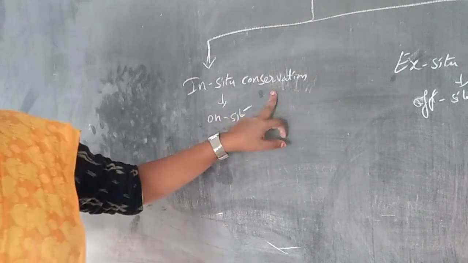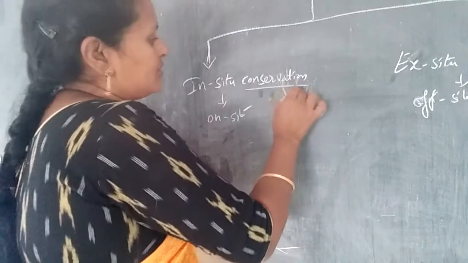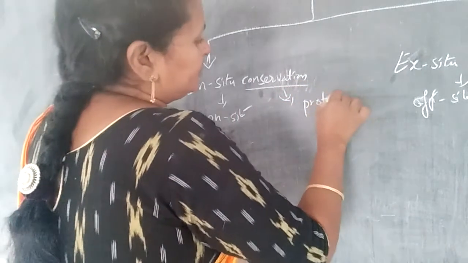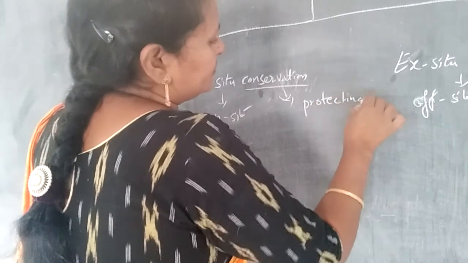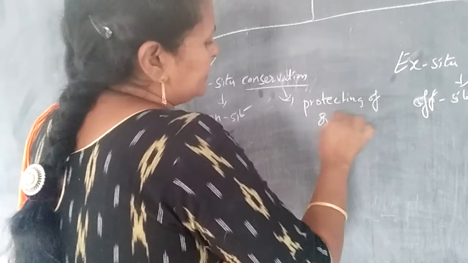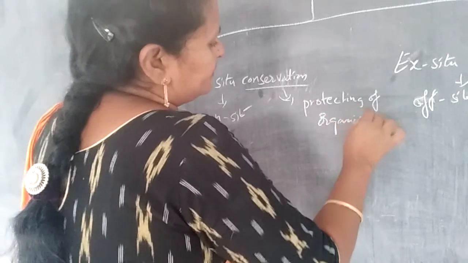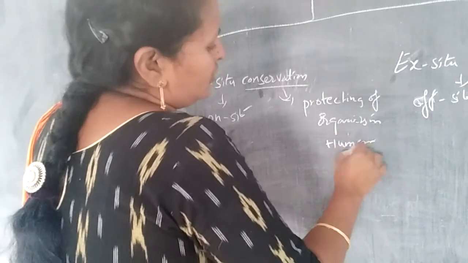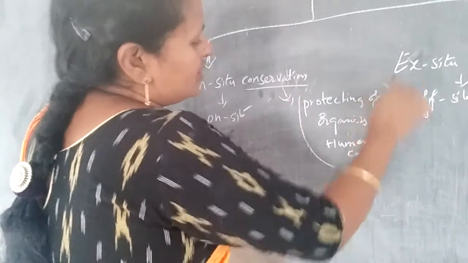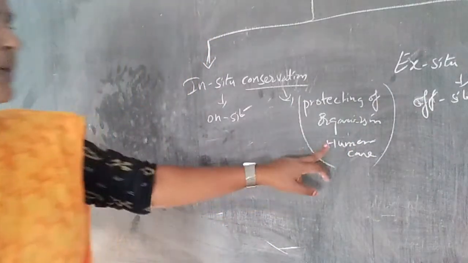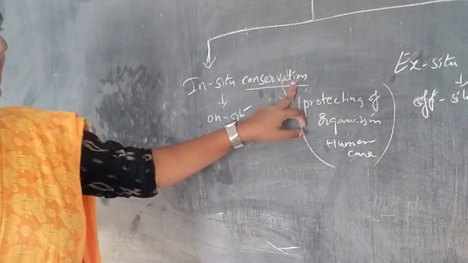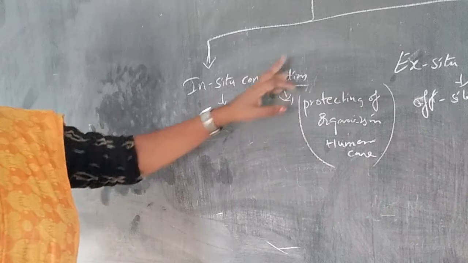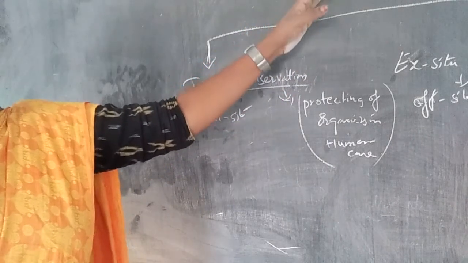So what is conservation? Conservation is the protecting of organisms in human care. Protection of organisms in human care is also called conservation. In situ conservation and ex situ conservation are the two main types of conservation of biodiversity.